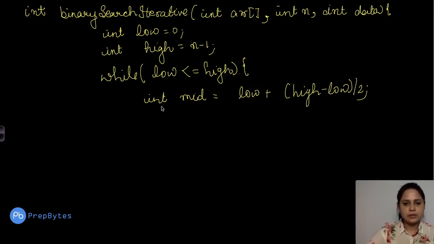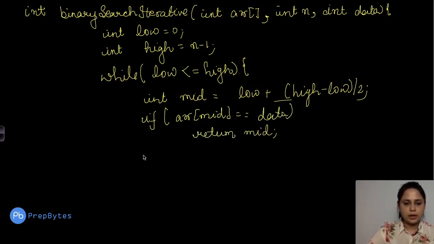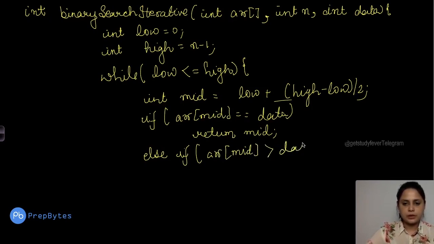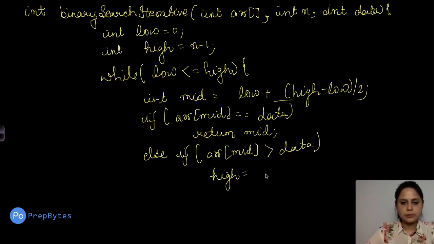So now we have int mid equal to low plus (high minus low) by 2. We check that if array of mid is equal to data, we simply return mid. Else if array of mid is greater than data, we will update our high to mid minus 1, my bad, not low minus 1, mid minus 1.